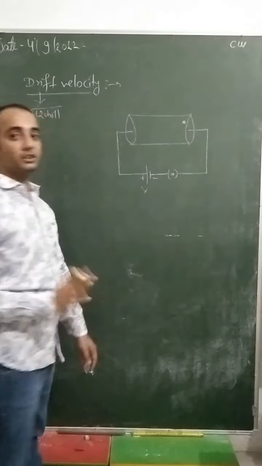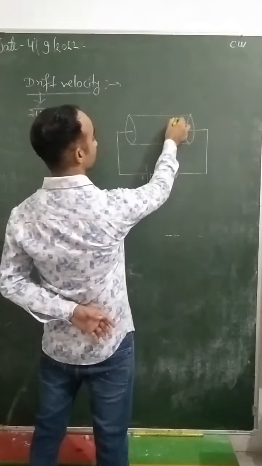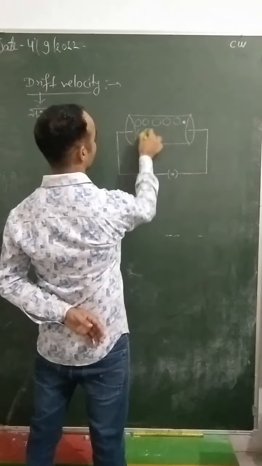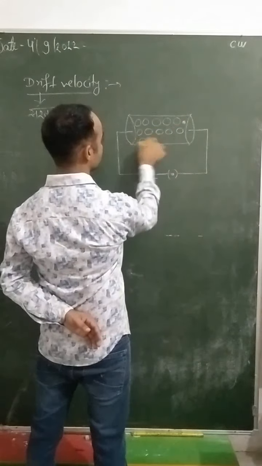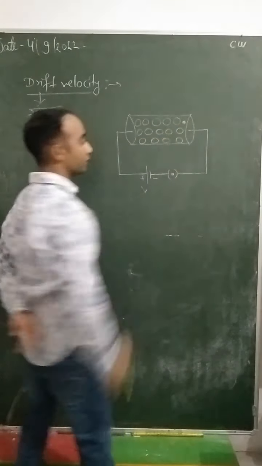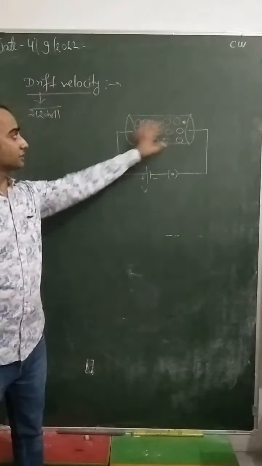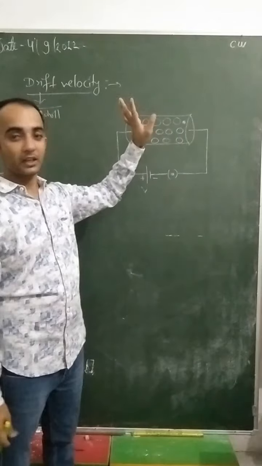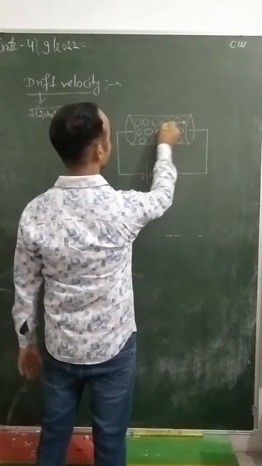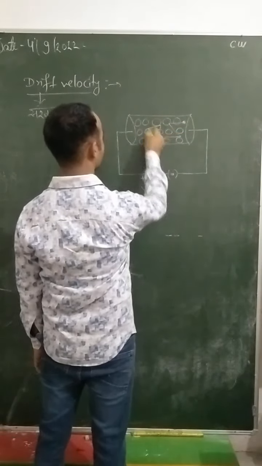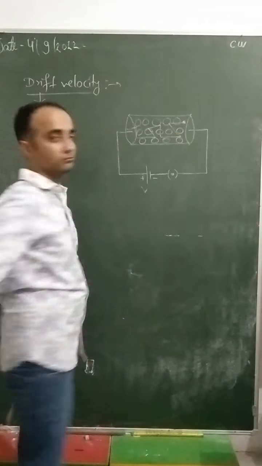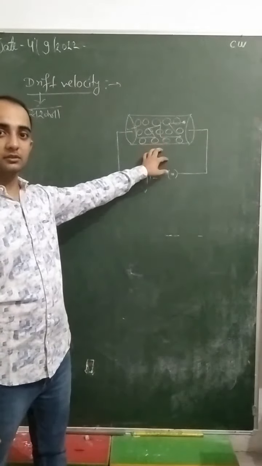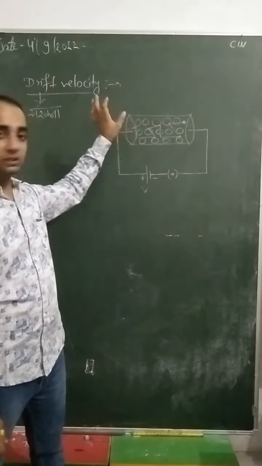So what happened with the electron, beta? There are atoms of the conductor present in it. All these are atoms of the conductor. Now this electron has to move from this end to this end. So it will collide multiple times with these atoms, and it will move randomly. It will move in a zigzag path, and finally it will come to this end.